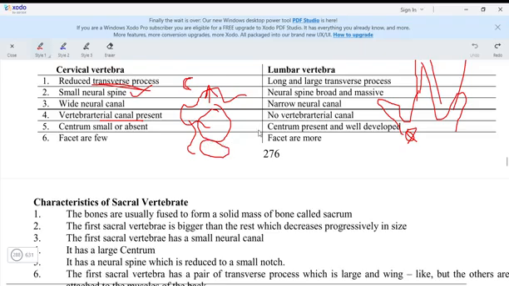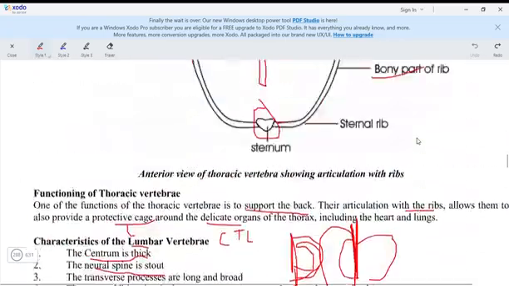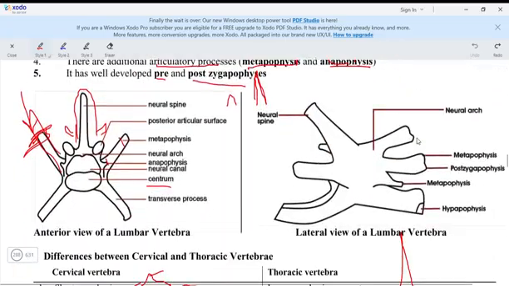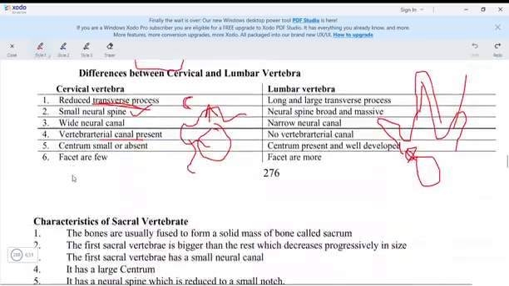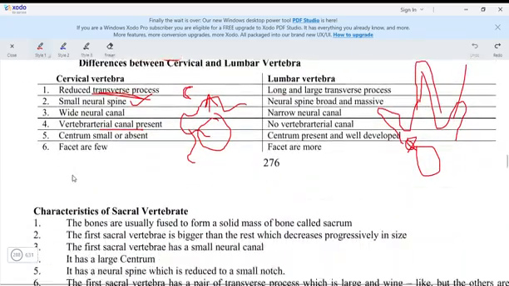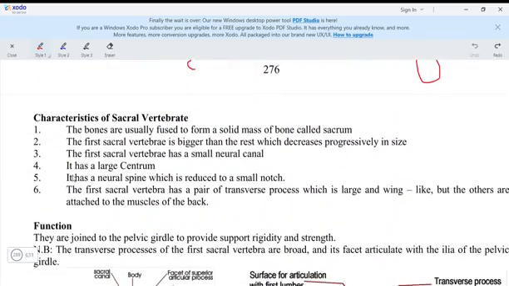But for lumbar vertebra, centrum is present and is well developed. We can easily see the centrum in the lumbar vertebra. As you can see here, is very large. So large centrum is there. So then another one we'll be looking at is sacra, which is the number 4.